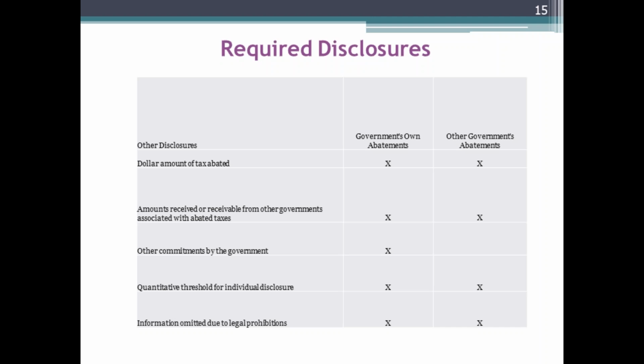And then finally, information that's omitted due to legal prohibitions. If there's something that you can't disclose because a legal issue would not allow you to disclose it, then you have to indicate what disallows you from disclosing it, and whatever information you can disclose should be in your note disclosures. So that's essentially what GASB 77 requires. Again, it's a disclosure, and for you as school districts, you're looking to disclose just those taxes that are foregone because another government has entered into an abatement agreement.